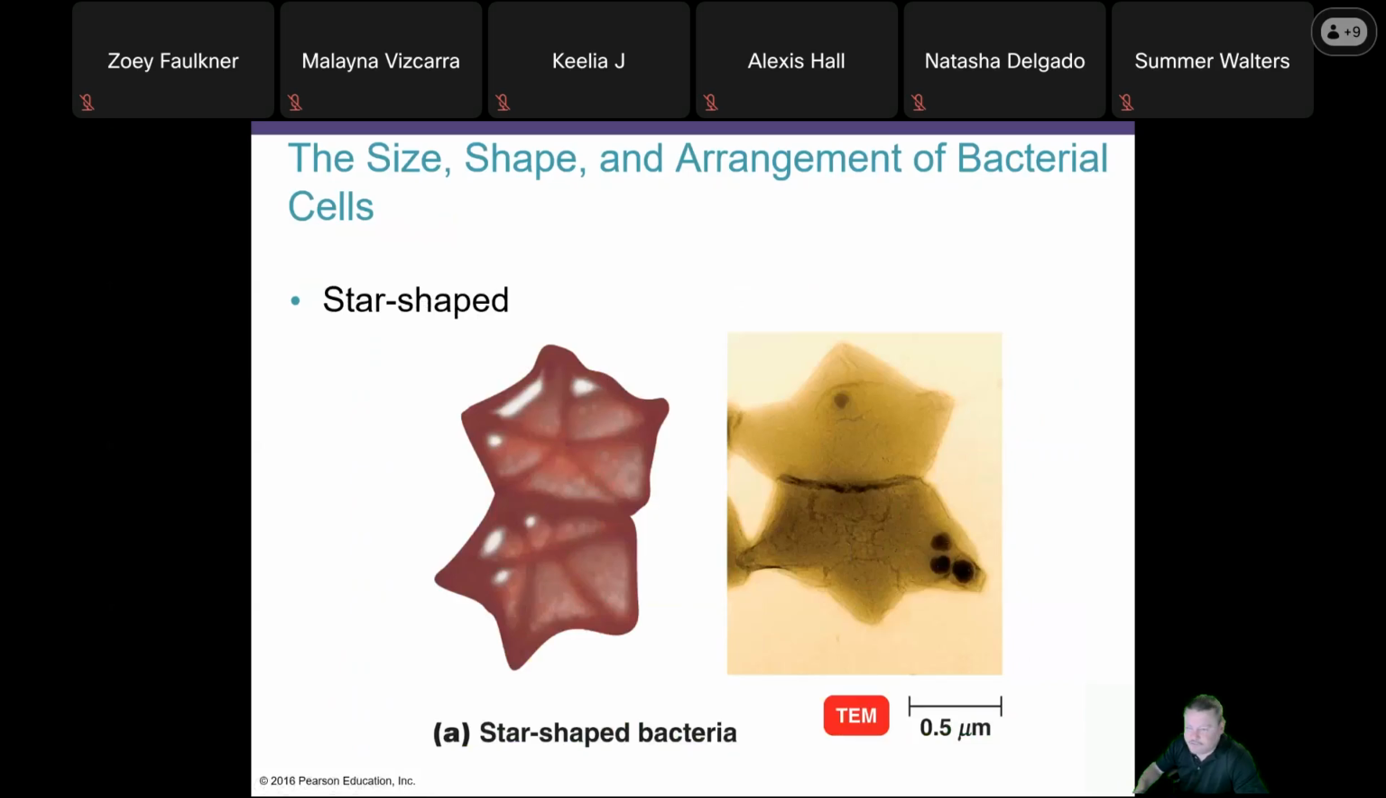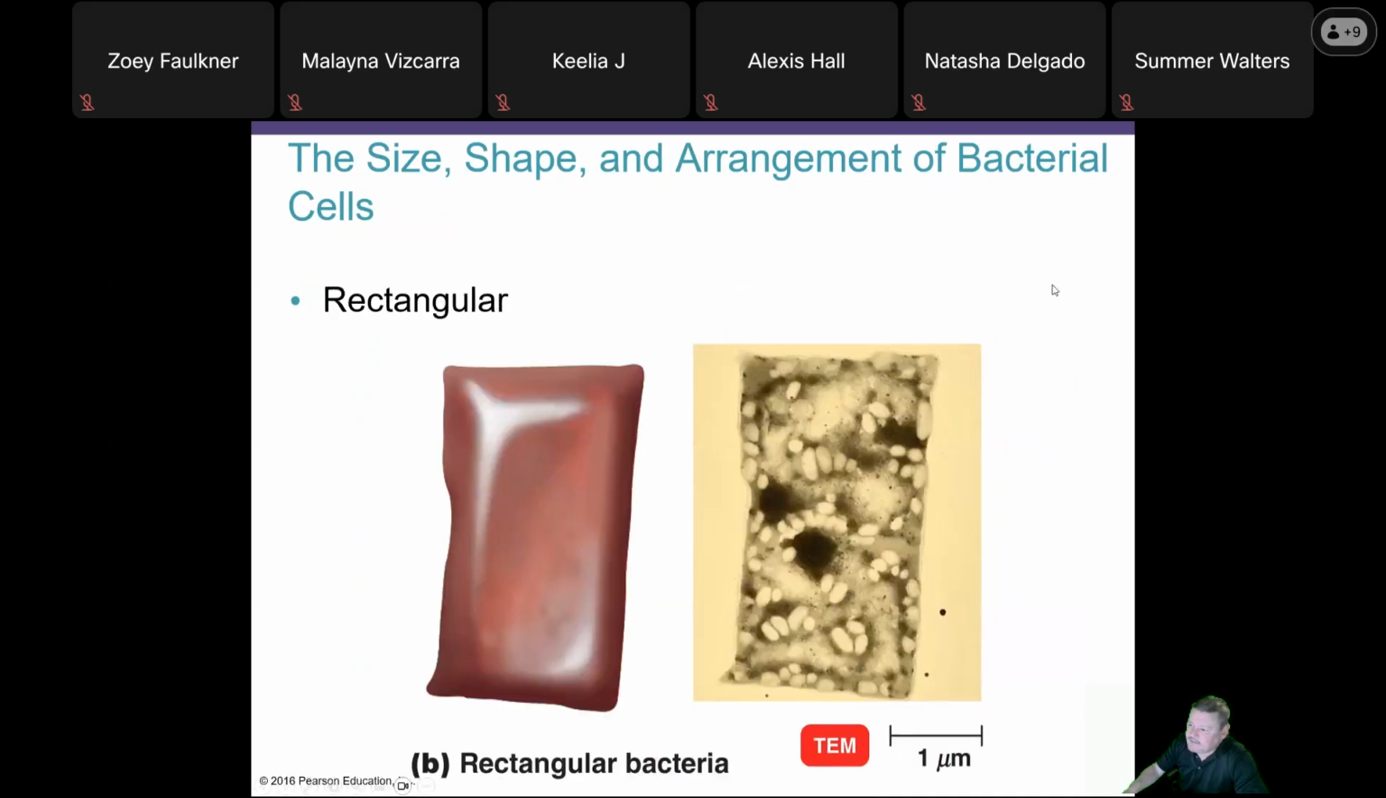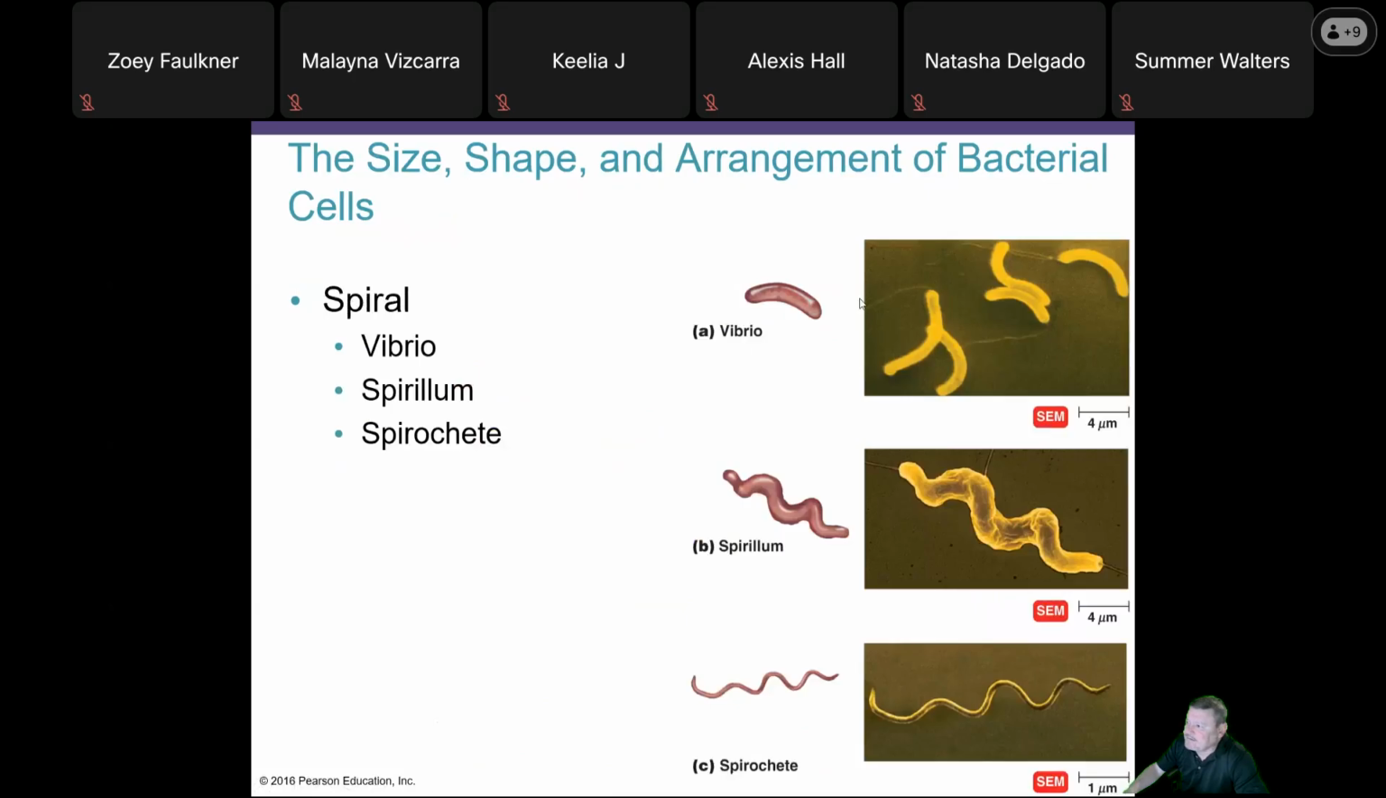They just kind of have their own unique shape. So we have star-shaped bacteria, rectangular bacteria, and then we have the spiral bacteria. The main ones you're going to be looking at in lab are the bacillus, the coccus, and the spiral. And spiral, you may even classify down even further into Vibrio, which is basically like a bent rod, Spirillum, which is like a corkscrew, and then the spirochete, which is a long, thin spiral type shape.